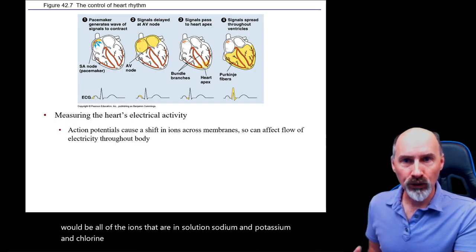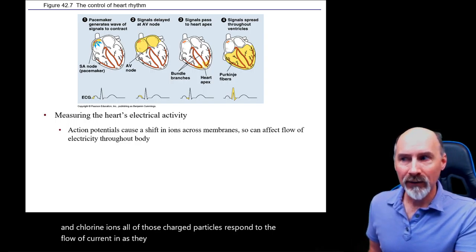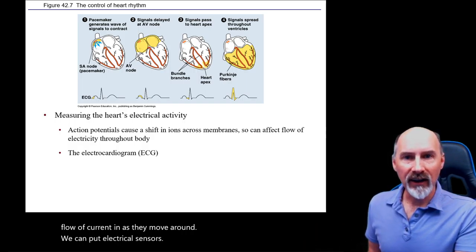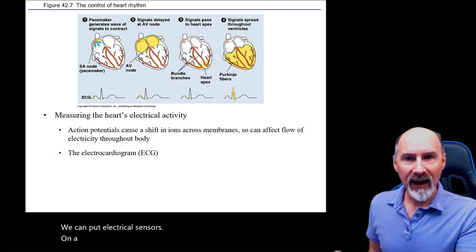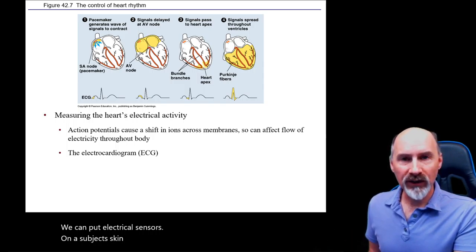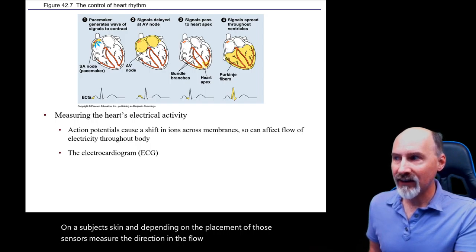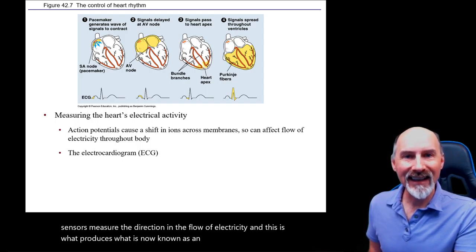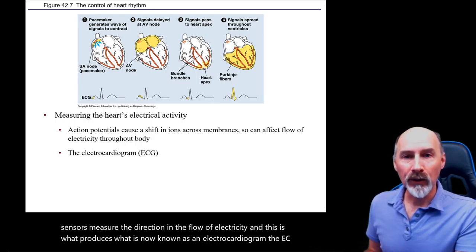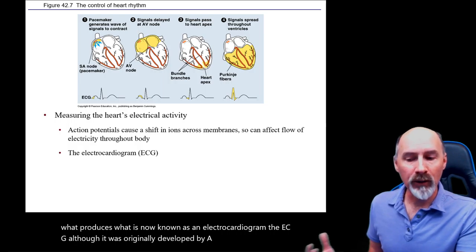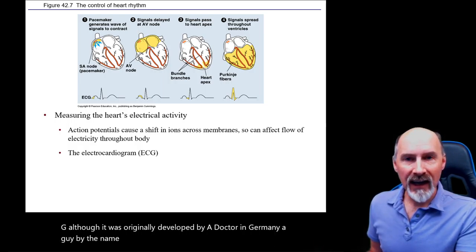All of those charged particles respond to the flow of current, and as they move around, we can put electrical sensors on a subject's skin, and depending on the placement of those sensors, measure the direction and the flow of electricity. This is what produces what is now known as an electrocardiogram, the ECG, although it was originally developed by a doctor in Germany, a guy by the name of Eindhoven.